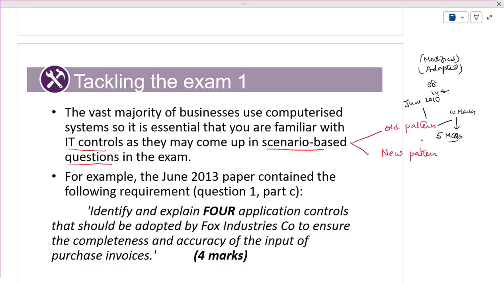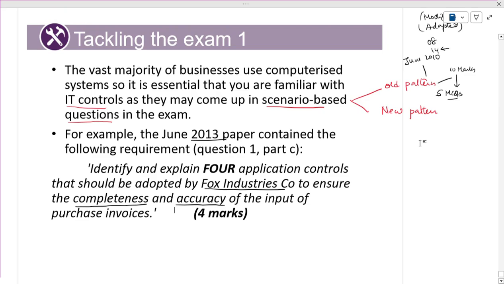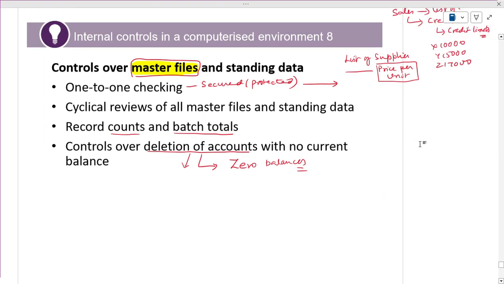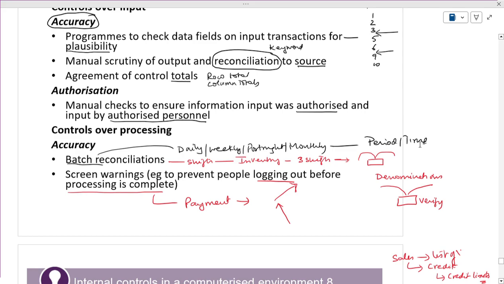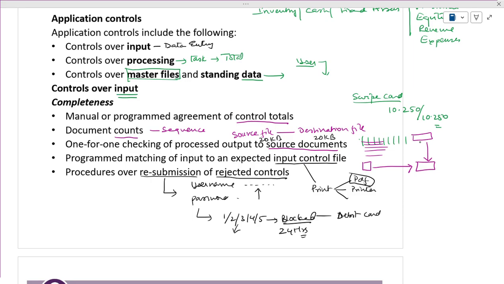For example, the June 13 question paper contains the following requirement: identify and explain 4 application controls that should be adopted by Fox Industry Company to ensure completeness and accuracy. This is where people will get somewhat distracted. When they say completeness and accuracy, we have to be very focused. We are talking in terms of what? Completeness is where completeness is what? 1, 2, 3, 4, 5.